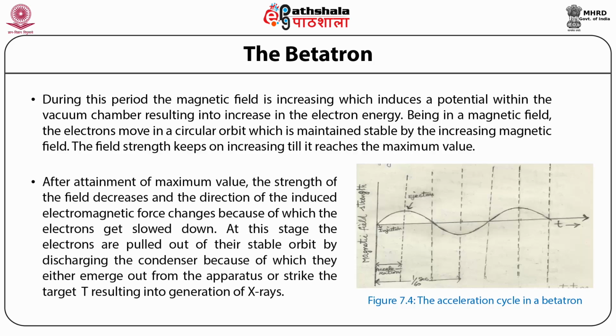After attainment of the maximum value, the strength of the field decreases and the direction of the induced electromotive force changes, because of which the electrons get slowed down. At this stage, the electrons are pulled out of their stable orbit by discharging the condenser, because of which they either emerge from the apparatus or strike the target T, resulting in generation of X-rays.